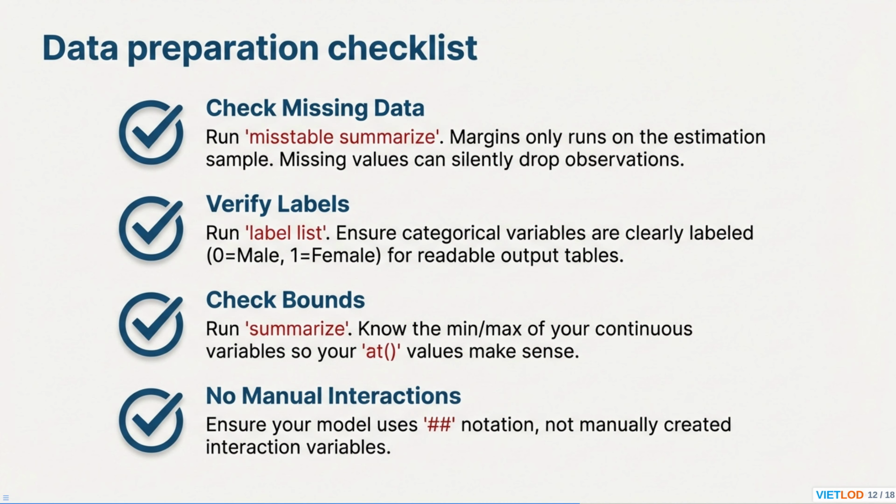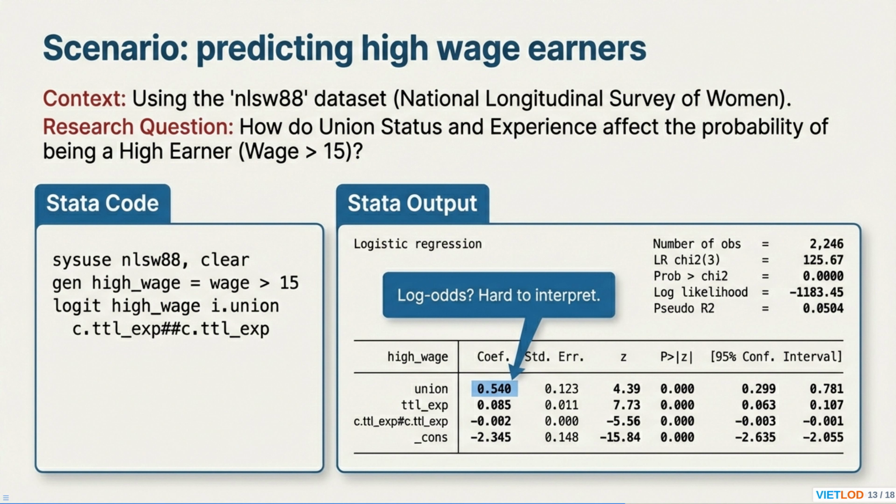Third, always check the bounds of your continuous variables using the summarize command. Knowing the minimum and maximum values helps you select sensible at() values for conditional marginal effects and prevents extrapolating beyond your data range. Finally, and this is a critical point we emphasized earlier, ensure your model strictly uses Stata's factor variable notation, like double hash for interactions, rather than manually creating these variables. This allows Stata to correctly compute derivatives for marginal effects.